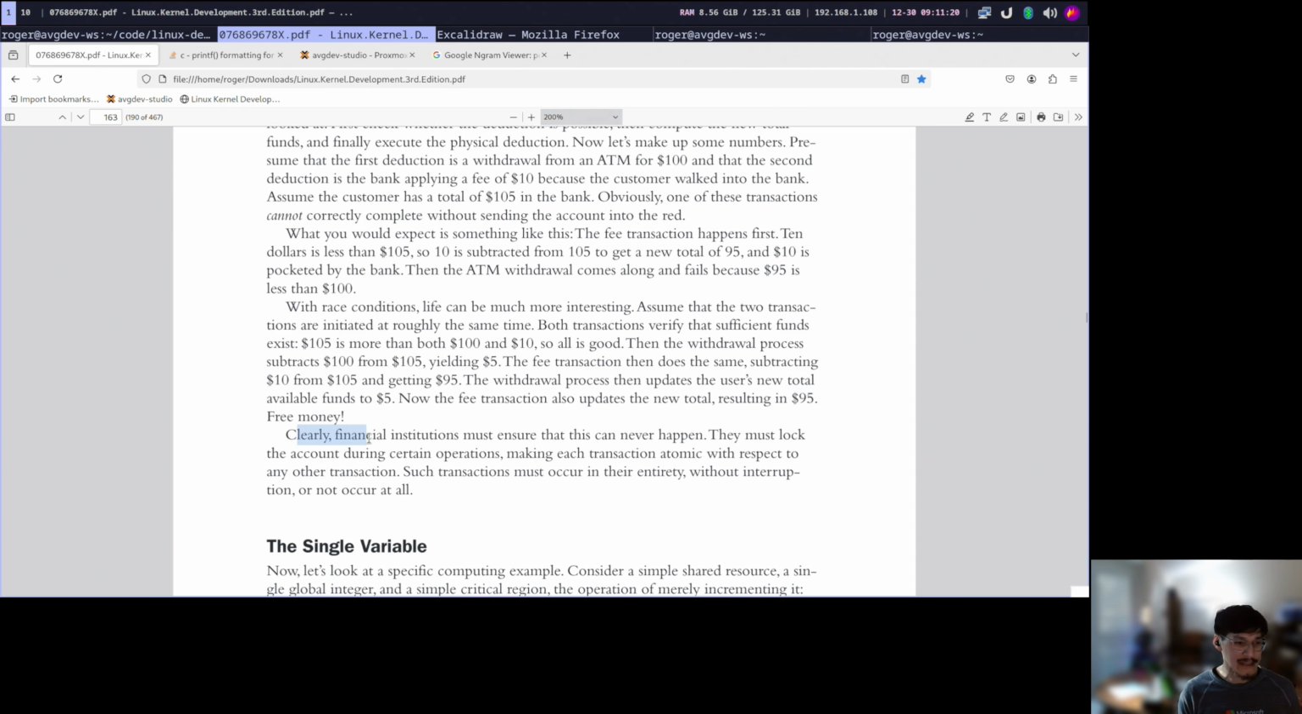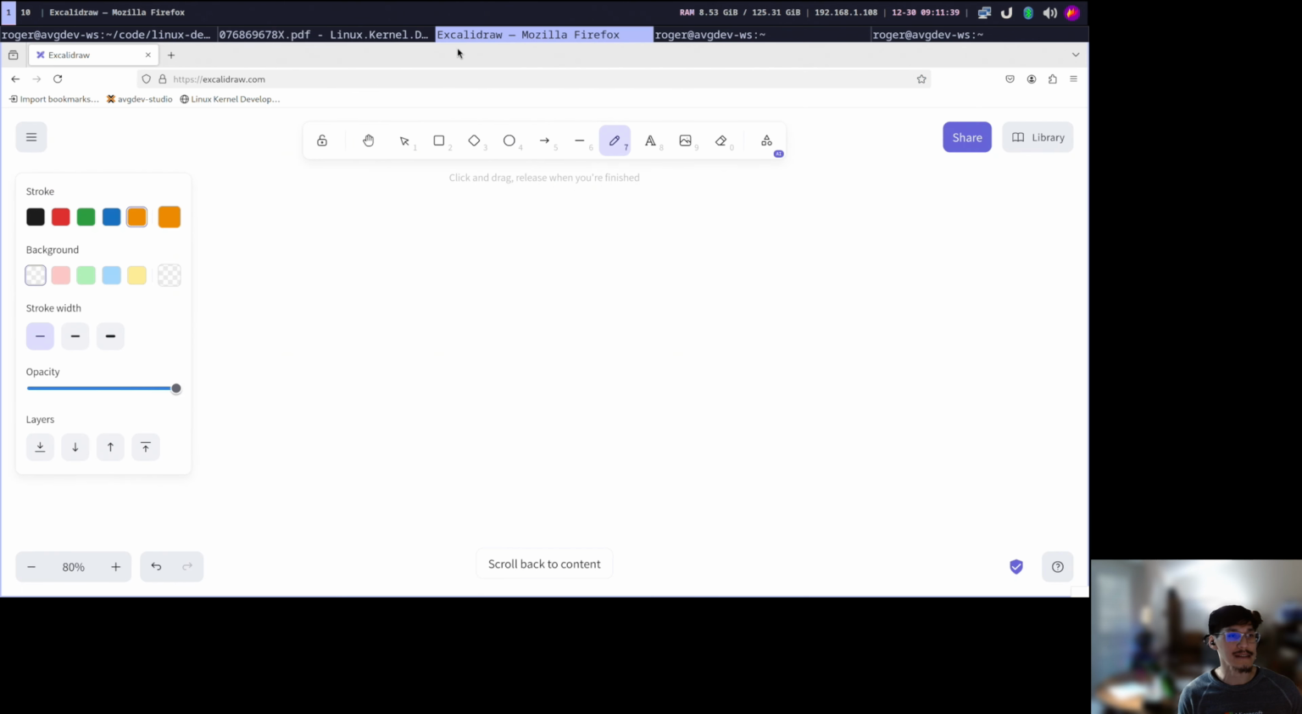So clearly, financial institutions must ensure that this can never happen. They must lock the account during certain operations, making each transaction atomic with respect to any other transactions. Such transactions must occur in their entirety without interruption or not occur at all. So yeah, let's first of all visualize the last example.